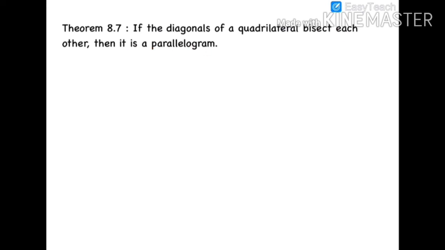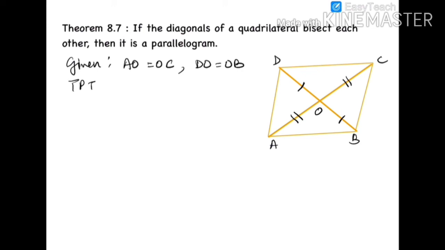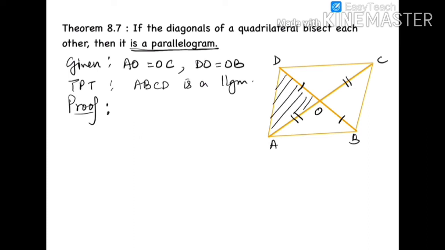So let's consider a quadrilateral ABCD in which the diagonals are bisecting each other. So we are given that DO is equal to OB and AO is equal to OC. What do we have to prove? That this quadrilateral is a parallelogram. We will proceed in the same manner by proving two triangles congruent, that is triangle DOA and BOC.